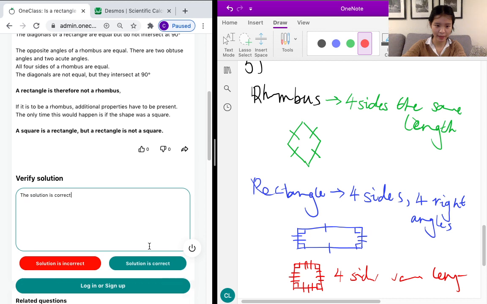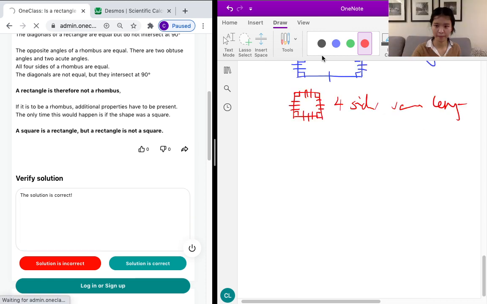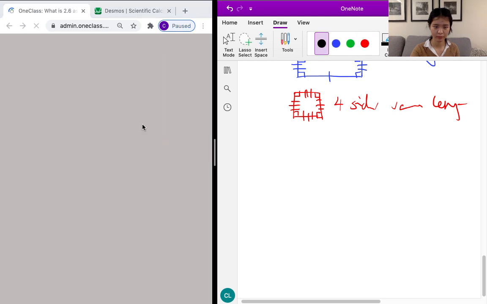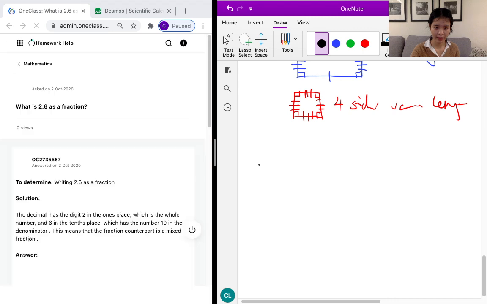Okay, and let's move on to our next problem. The next problem is asking us what is 2.6 as a fraction.